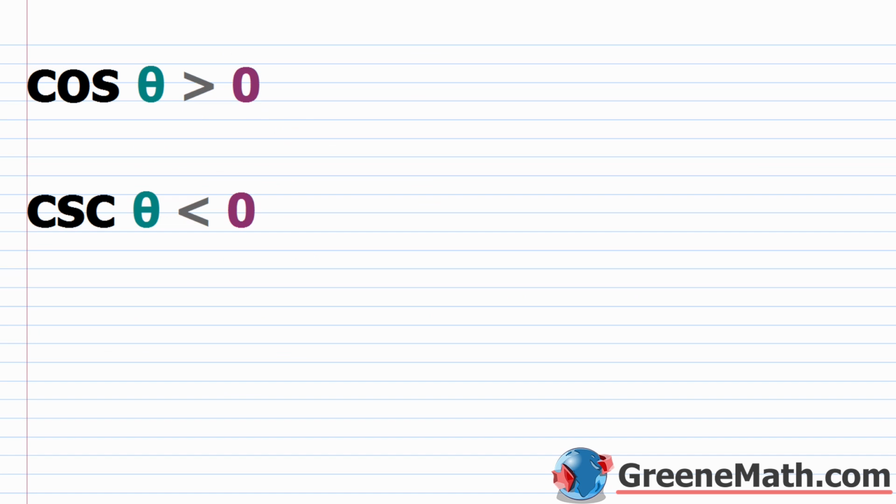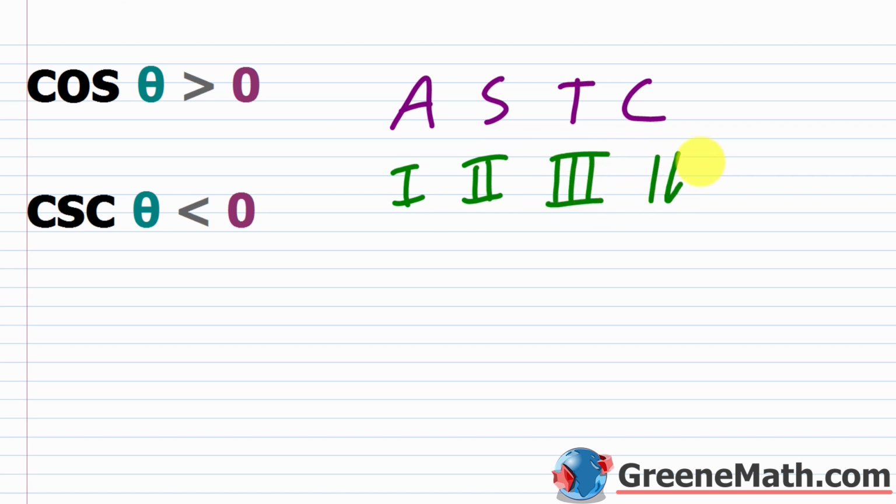All right, so let's use what we just learned to look at a few examples. We're going to identify the quadrant of the angle based on these conditions. We have that the cosine of theta is greater than 0 and the cosecant of theta is less than 0. Let's turn to our All Students Take Calculus once again: quadrant 1, quadrant 2, quadrant 3, and quadrant 4.